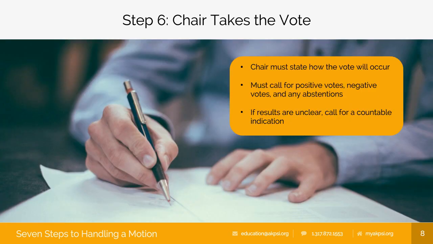The chair must state how the vote will occur. This can be by raise of hand, secret ballot, or saying aye or nay. Without bias or any show of preference, the chair will call for positive, negative, and abstain votes, even if yes is the obvious result. If the results are unclear, you can call for a countable indication.